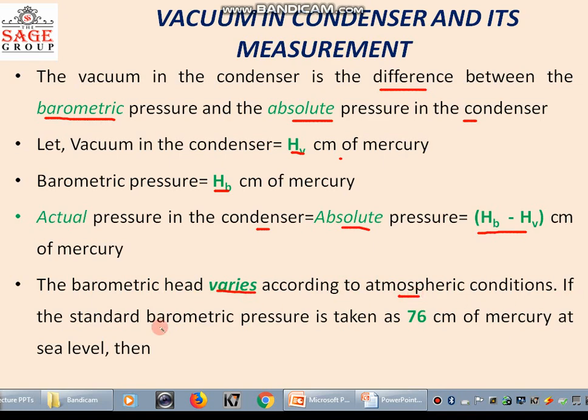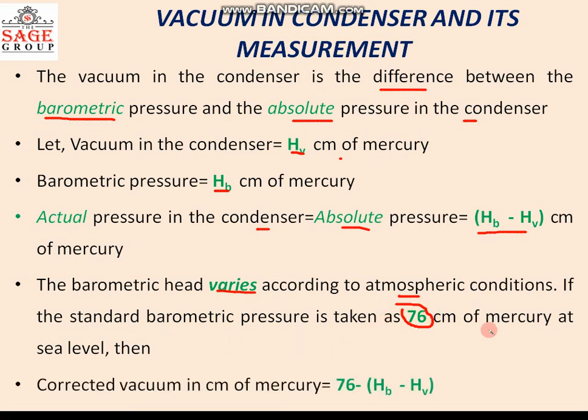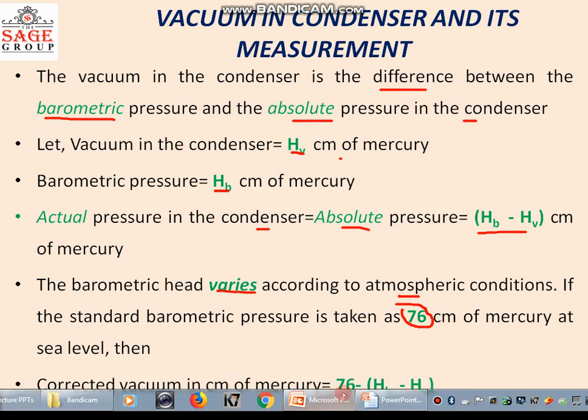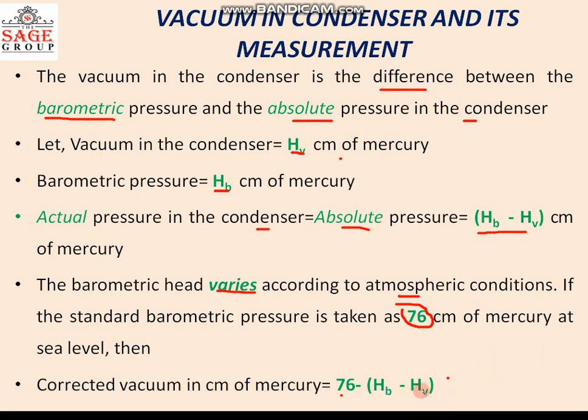So, if the standard barometric pressure is taken as 76 centimeter of mercury at the sea level, then the corrected vacuum in centimeter of mercury will be equal to 76 minus (Hb minus Ha).